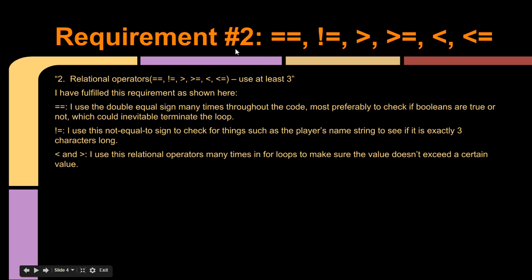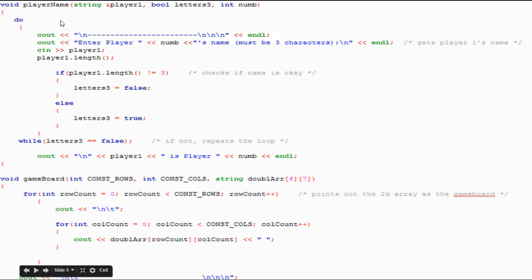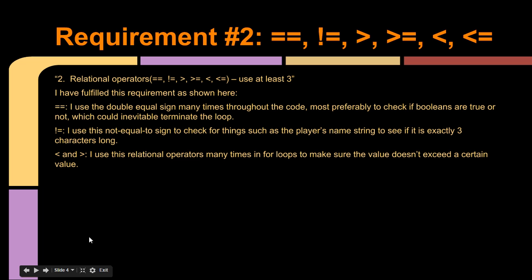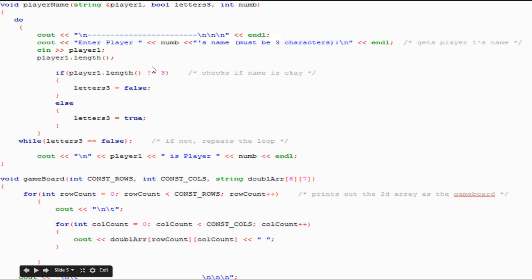And then requirement number 2, the relational operators. I use a lot of them in the code, mostly for loops and stuff. Sorry, this picture's kind of stretched, but you can see here how I use less than, greater than, and all of that, and not equal to. I use some equal checks, if equal to. I just didn't put them in this screenshot. But yeah, I checked here for not equal to.